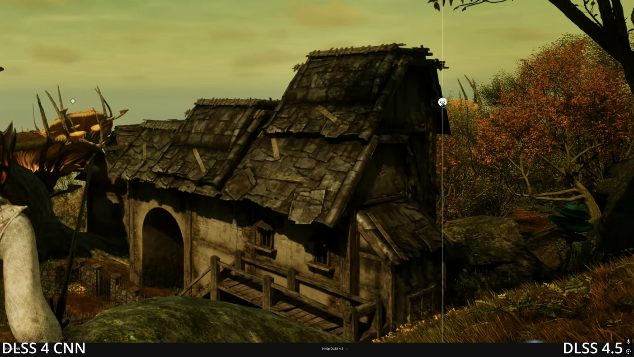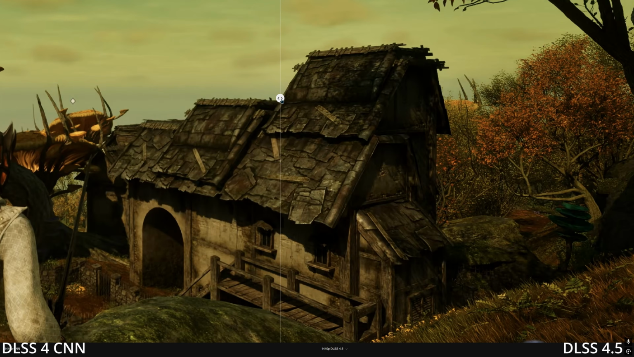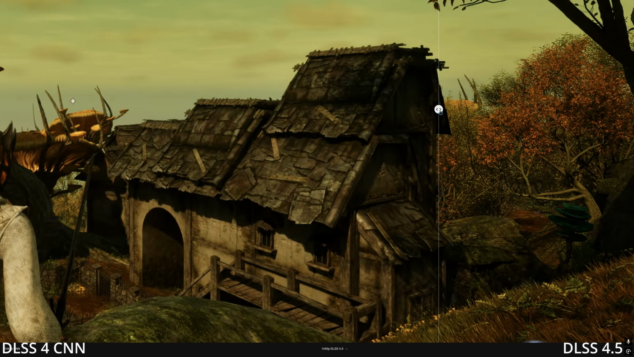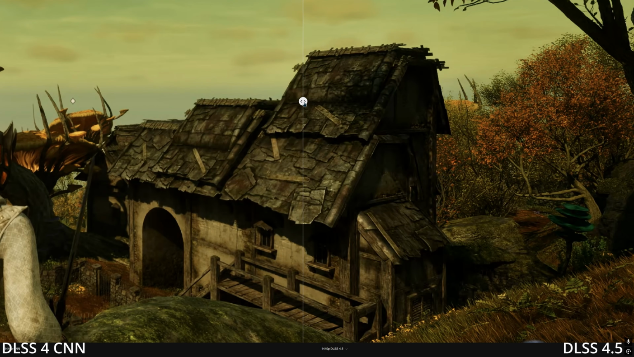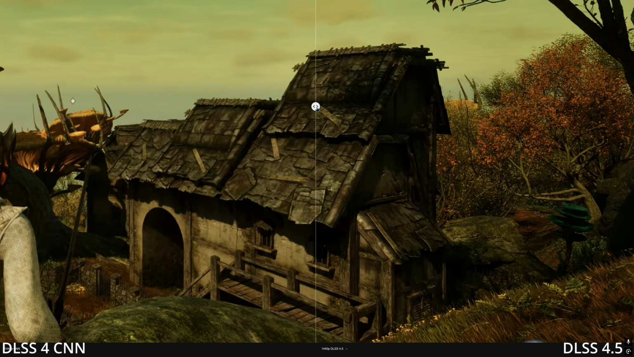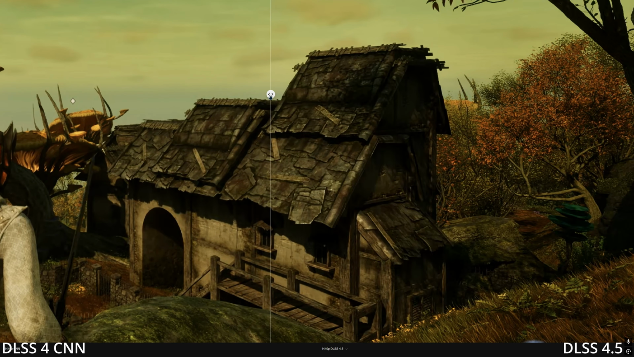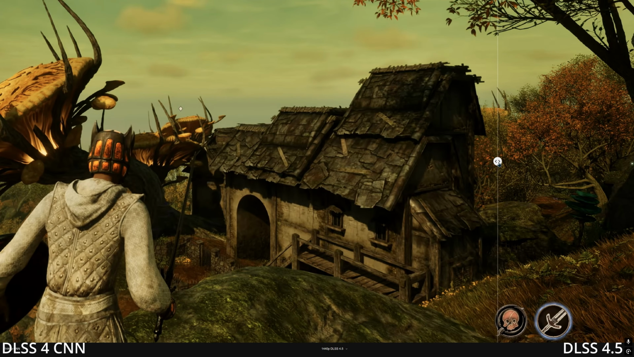DLSS 4.5 is also much better at resolving the virtual shadow maps. It's worth noting that the virtual shadow maps in UE5 are rendered at the input resolution prior to the upscaling part. So the upscaler plays an important role in determining the final image quality of the virtual shadow maps. Overall, DLSS 4.5 second-gen transformer model is much sharper and crisper.